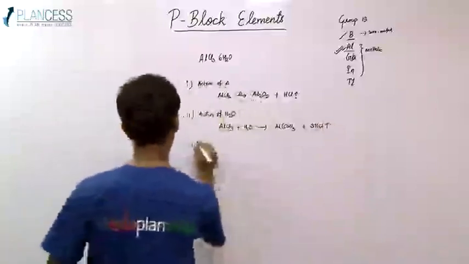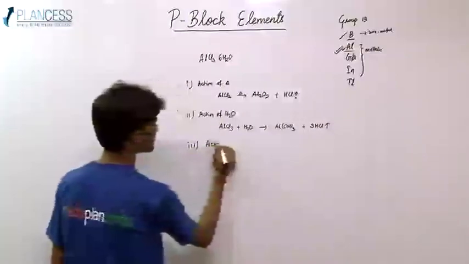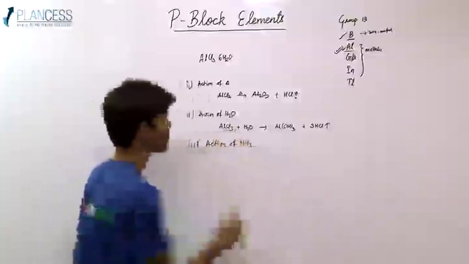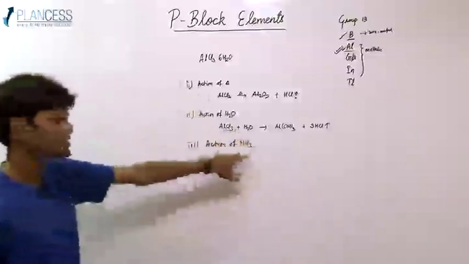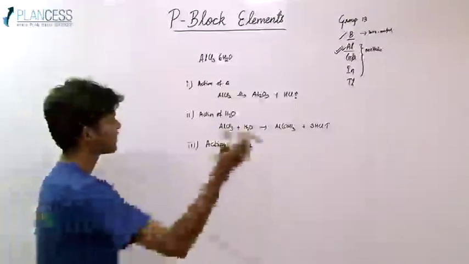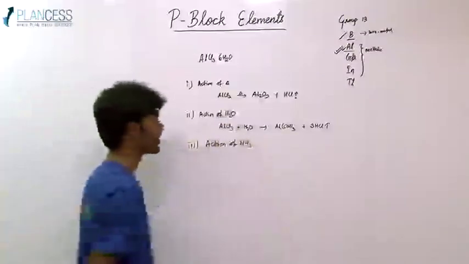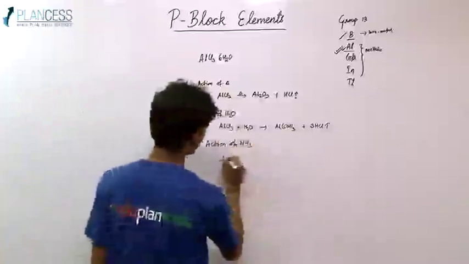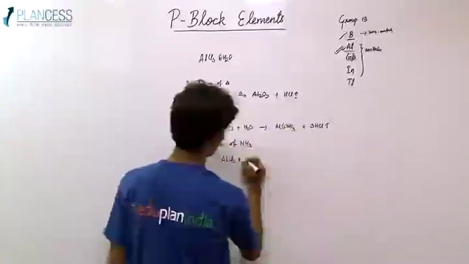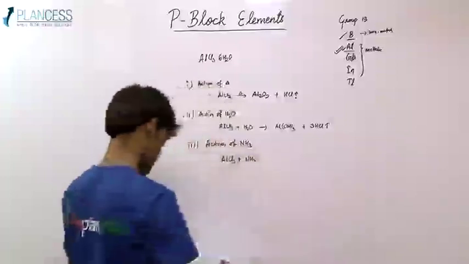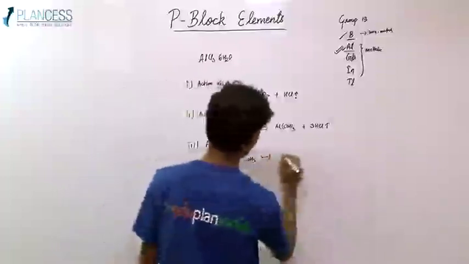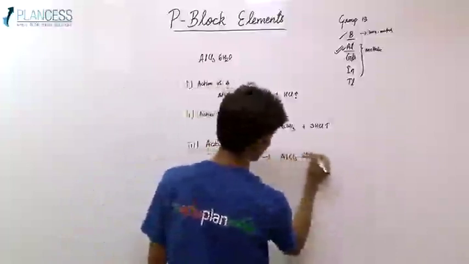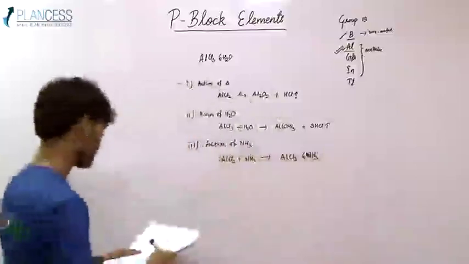The third would be the action of NH3. Aluminium in AlCl3 is bonded with 3 sigma bonds and has a vacant 3p orbital. NH3 has a lone pair, so it donates its lone pair to the vacant orbital of aluminium through a coordinate bond. So AlCl3, when reacted with NH3, forms AlCl3.6NH3. It is a solid compound. This is the action of NH3.